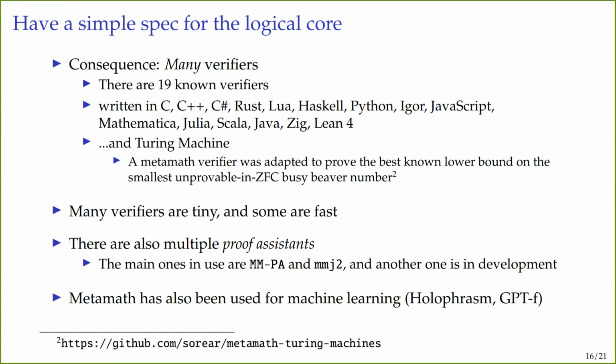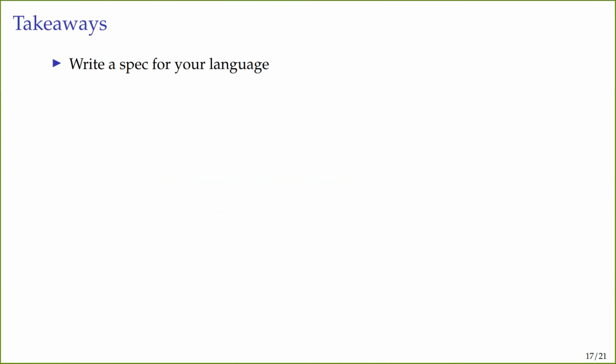And Metamath is also being used for machine learning. This is connected to having a simple spec, because if it's easy to write a verifier, you can write a verifier inside your machine learning feedback loop and have the machine learning setup learn proofs. And so GPTF was one fairly recent example of this, and Holophrasm is an earlier attempt at doing proof search inside Metamath.